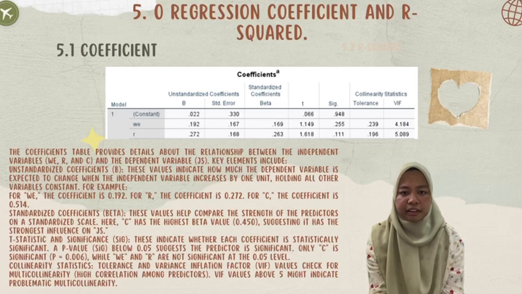Statistic and significance. This indicates whether each coefficient is statistically significant. A P value below 0.05 suggests the predictor is significant. Only C is significant, with P equal to 0.006, while WE and R are not significant at the 0.05 level. Collinearity statistics, tolerance and variance inflation factor, check for multicollinearity, meaning high correlation among predictors. A VIF value above 5 might indicate problematic multicollinearity.